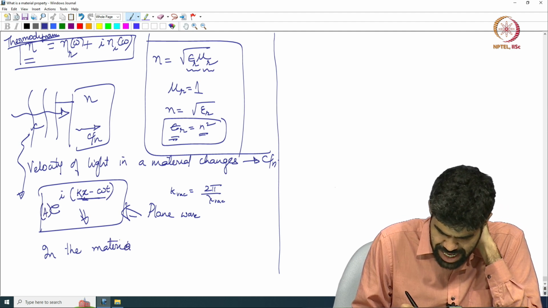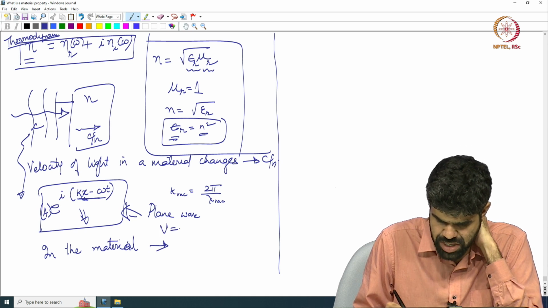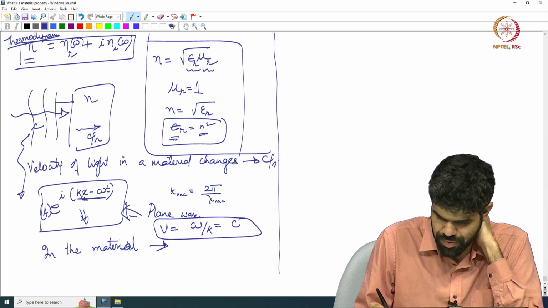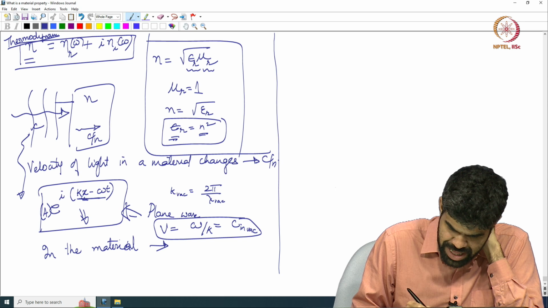So in the material, this wave, right. What is the velocity of this wave? Velocity equal to omega by k, and that in vacuum is c, right.